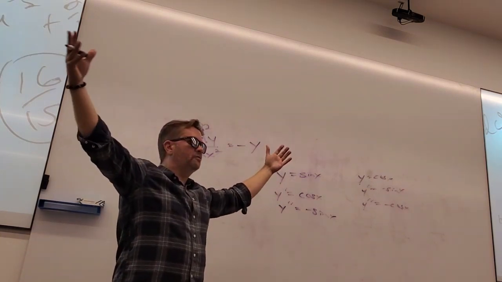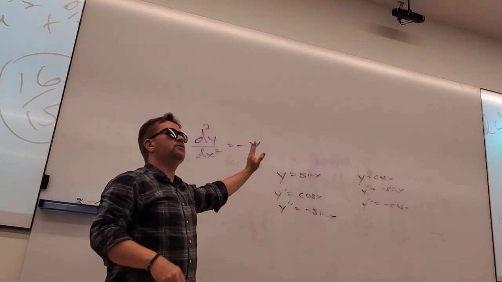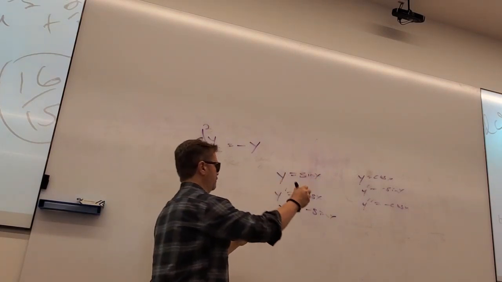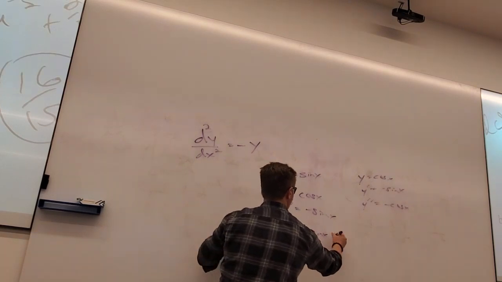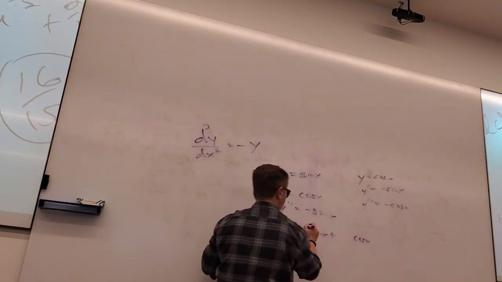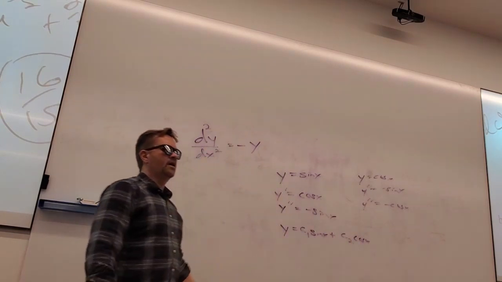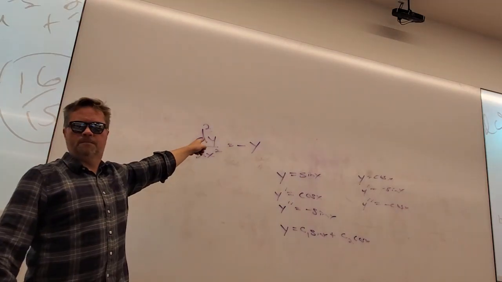Be more general. What about 2 sine x? Sine or cosine, plus or minus. What about 2 sine x? What about 7 cosine x? All right, so watch. You ready? I need to have a sine and a cosine, but this can have any constant at once, and this can have any constant at once. That entire thing solves this.